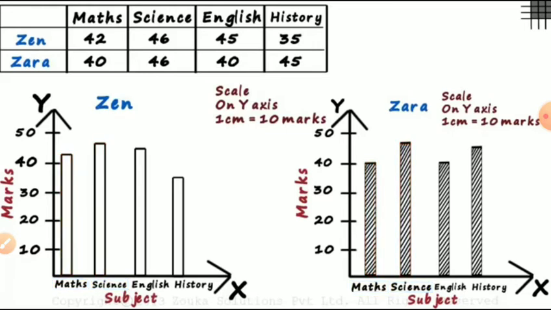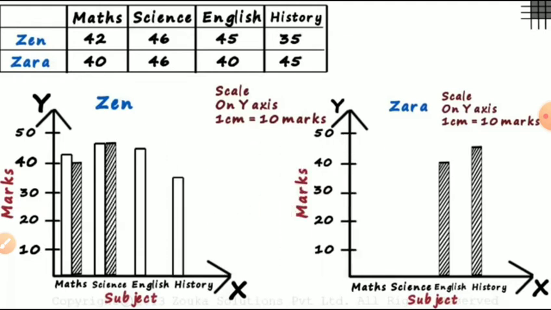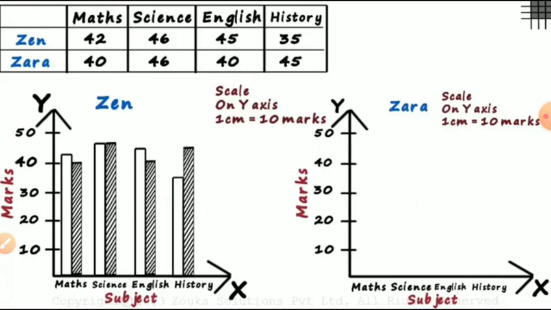How about combining these 2 graphs? We just place the bars next to each other. We can take Zara's maths bar next to that of Zen's. Zara's science bar next to that of Zen. We do the same for English and history. Now we have both together.